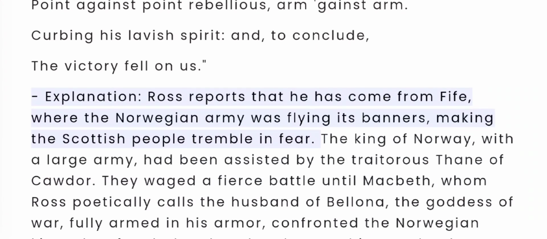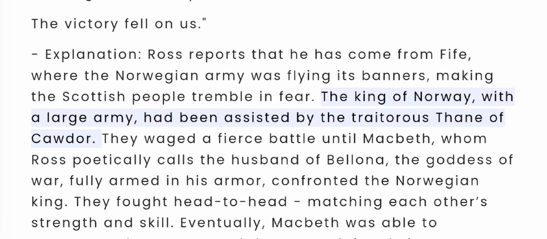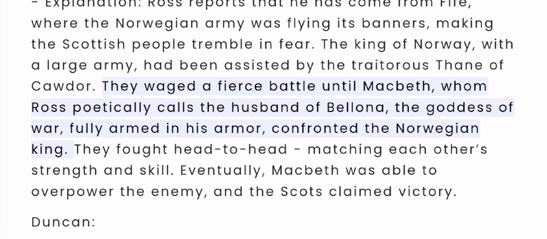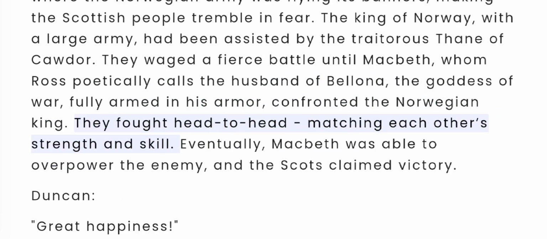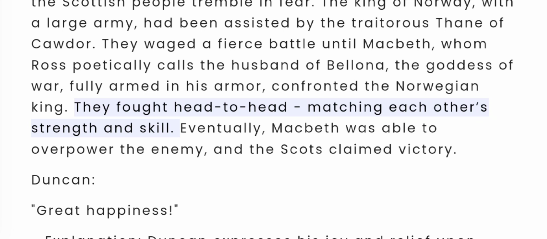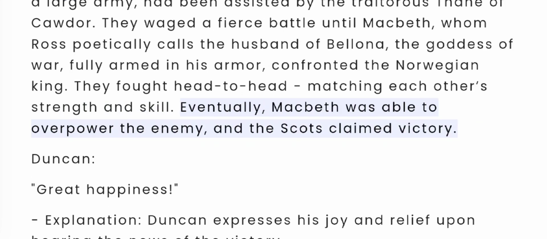Explanation: Ross reports that he has come from Fife, where the Norwegian army was flying its banners, making the Scottish people tremble in fear. The King of Norway with a large army had been assisted by the traitorous Thane of Cawdor. They waged a fierce battle until Macbeth, whom Ross poetically calls the husband of Bellona, the goddess of war, fully armed in his armor, confronted the Norwegian king. They fought head to head, matching each other's strength and skill. Eventually, Macbeth was able to overpower the enemy, and the Scots claimed victory.